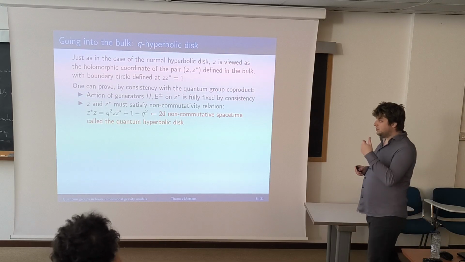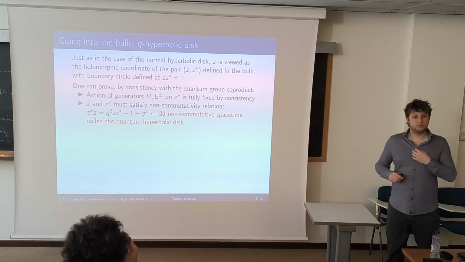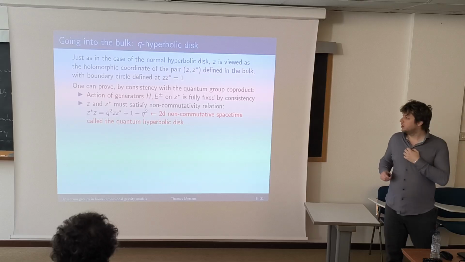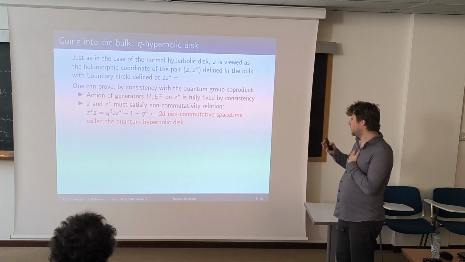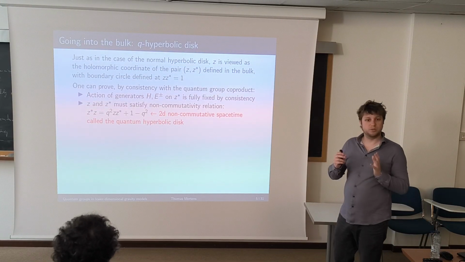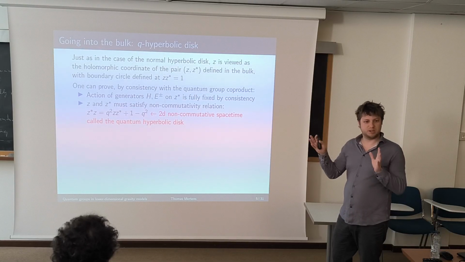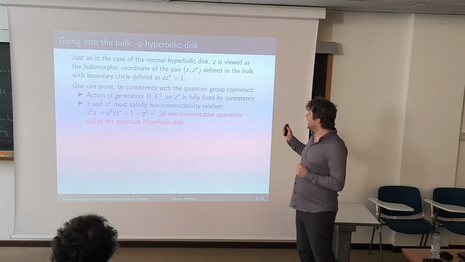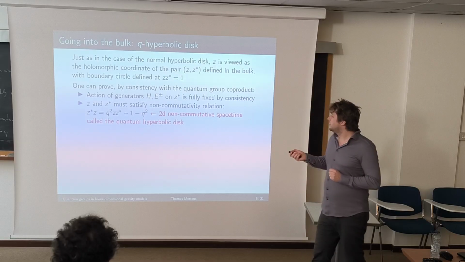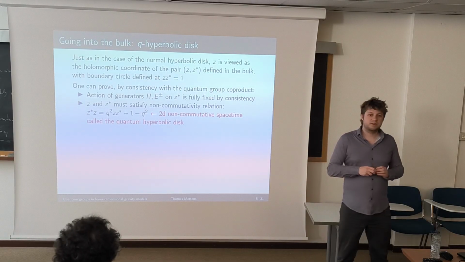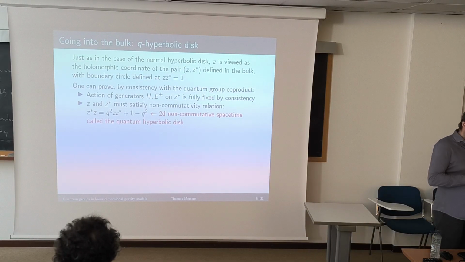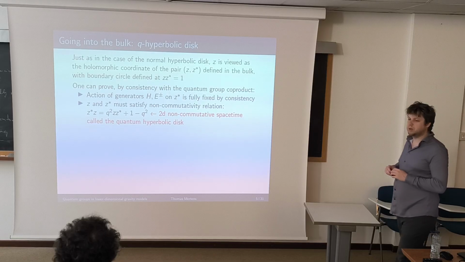Now, with this deformed structure, there's actually quite a few properties that you can show. First of all, by consistency with the quantum group coproduct structure, which I haven't specified, but the quantum group comes with a lot of extra structure. And with this structure, you can actually show that the action of these three generators, H, E plus and E minus, also on the conjugate coordinate is fully fixed by consistency.